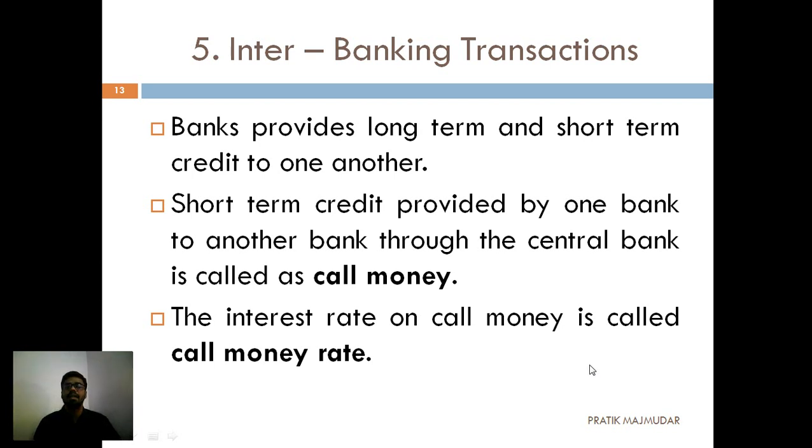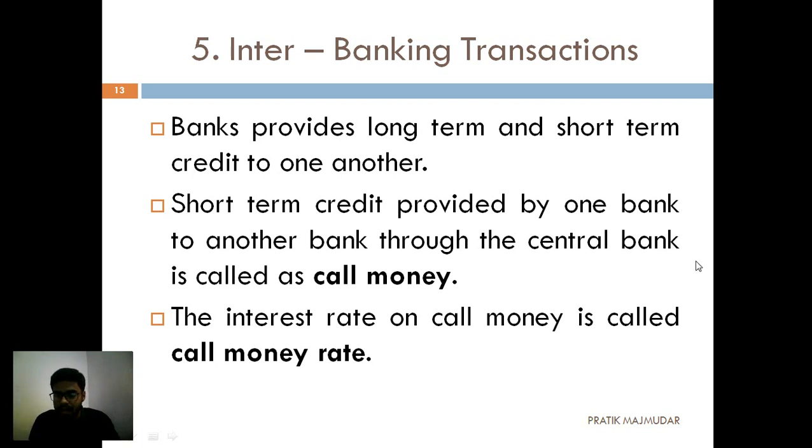Next, the fifth one, that is interbanking transaction. Let's see what is called an interbanking transaction, when there are two participants of the bank. For example, let's take SBI and BOB, State Bank of India and Bank of Baroda. Banks provide long-term and short-term loans or credits to each other. For example, SBI is in need of funds. They need 5,000 crore right now for a particular payment, so they ask the rest of the banks. For example, they have asked Bank of Baroda. So Bank of Baroda will lend this money, but through the central bank. Okay, so the central bank comes into existence at this place.